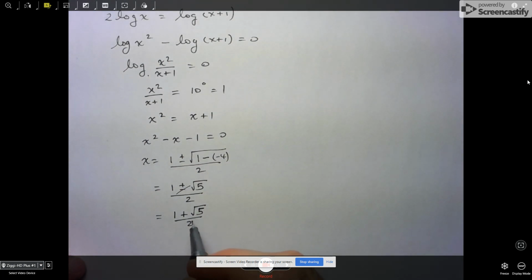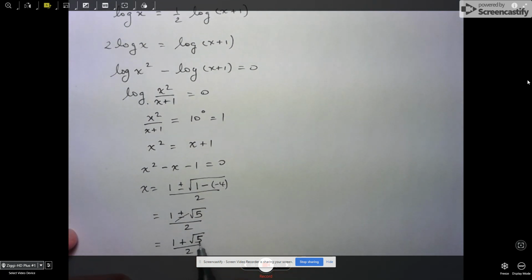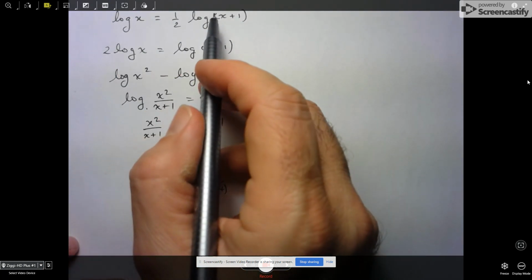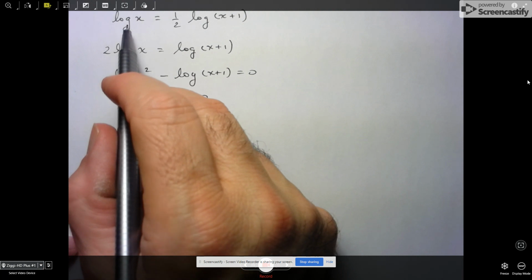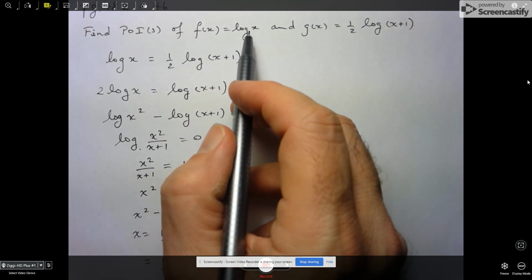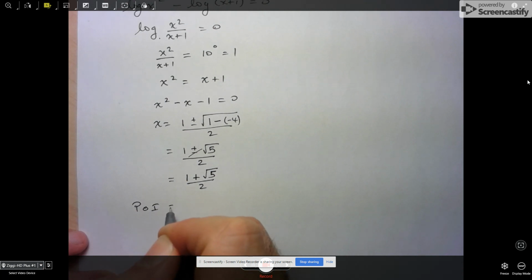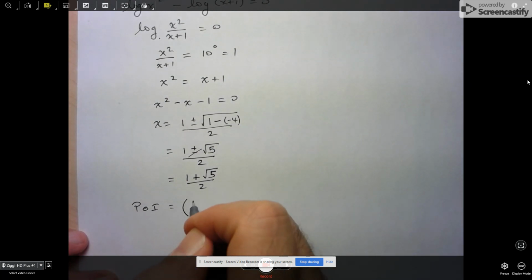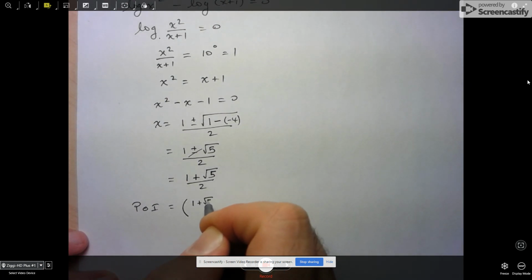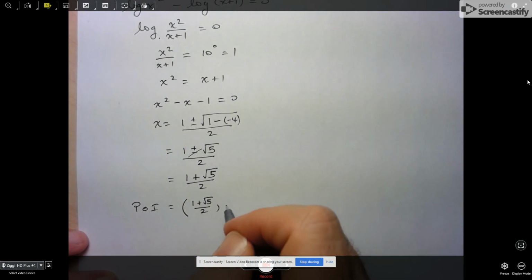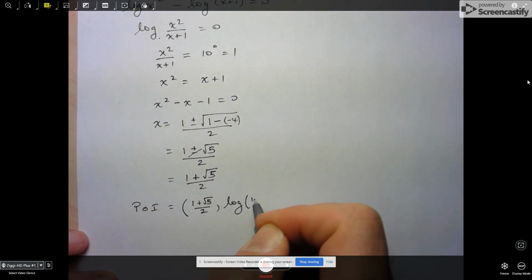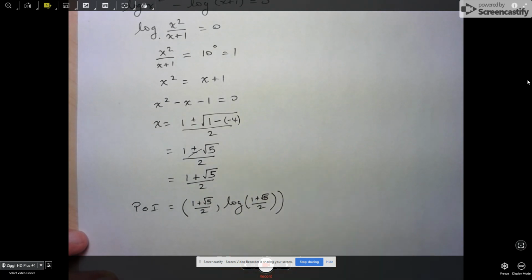If I want the y value, I just have to stick it into one of these two functions. And of course, I'm going to choose to stick it into log of x. So my point of intersection here is: my x value is 1 plus root 5 over 2, and my y value is log of 1 plus root 5 over 2. I'm going to leave it like this so that I leave it as an exact answer. So there's my point of intersection.